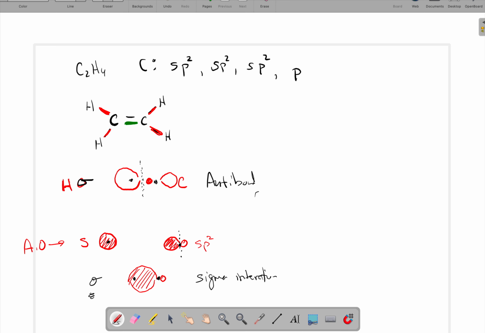Okay? I want to make sure that antibond translates into my symbol, so it's going to be a sigma, and I now need to add some information to it so that I denote that that is an antibond. The way I do that is with the asterisk.